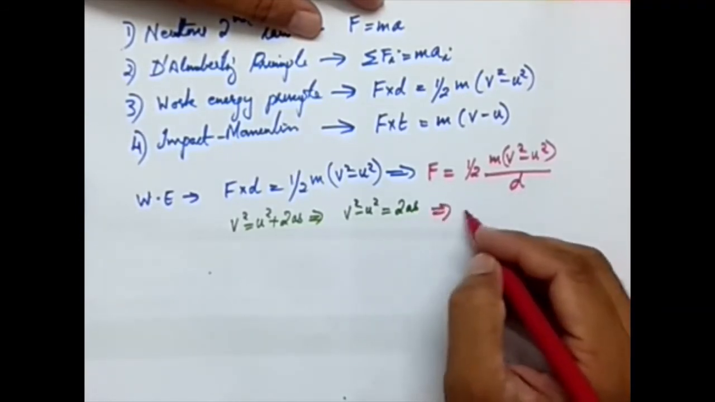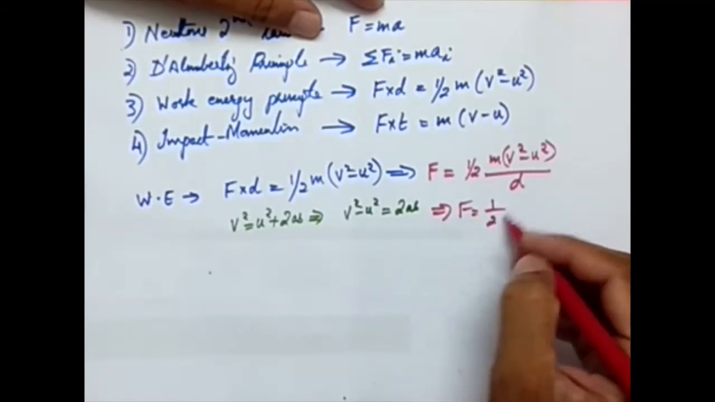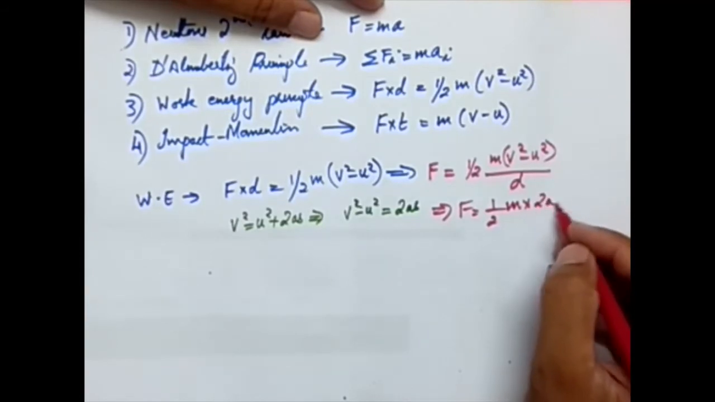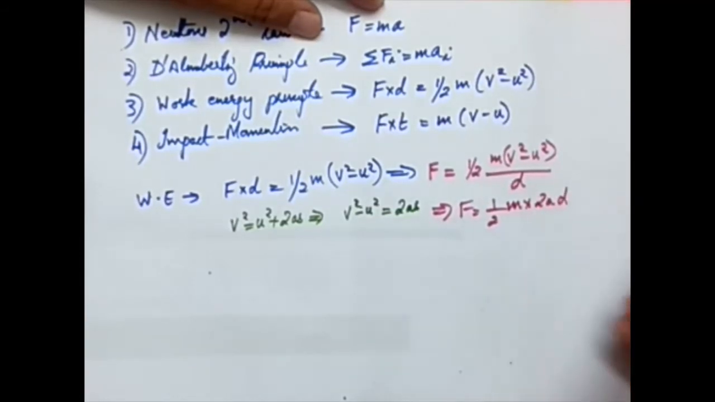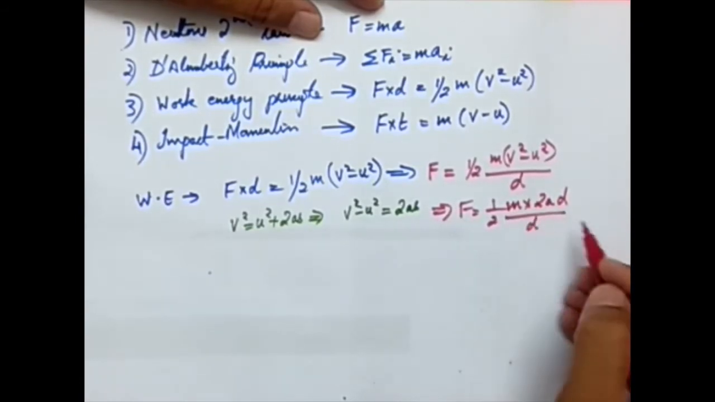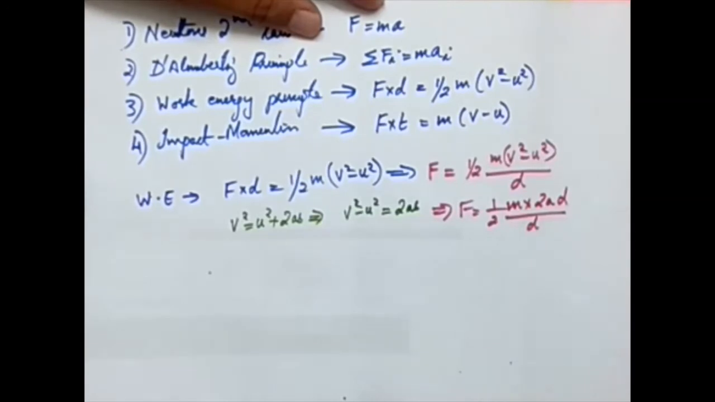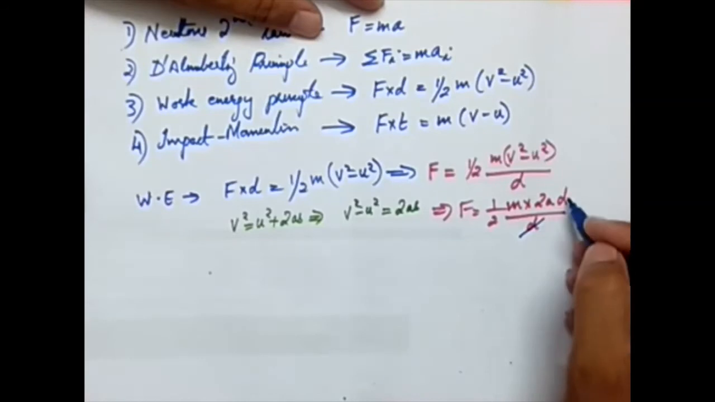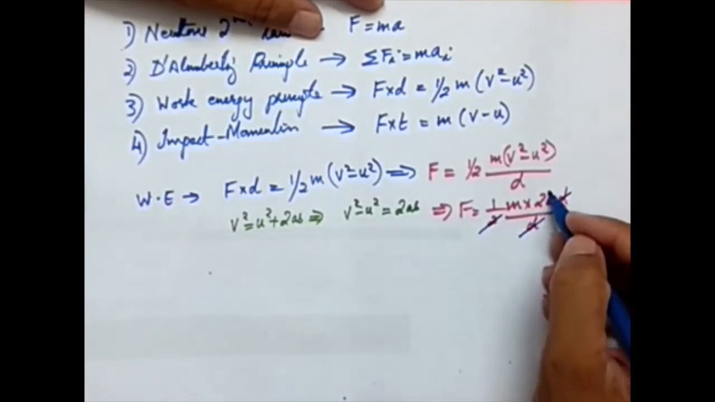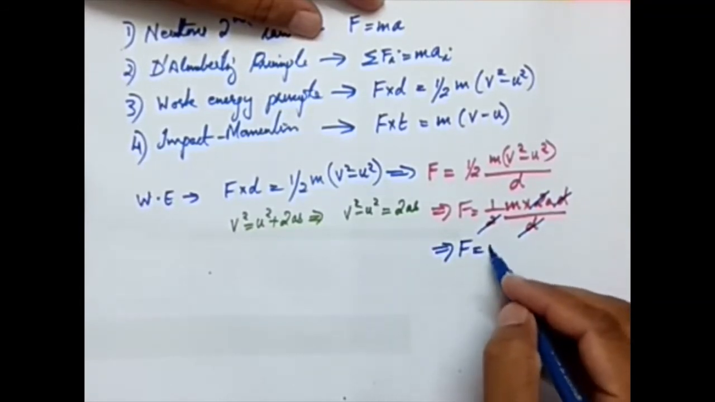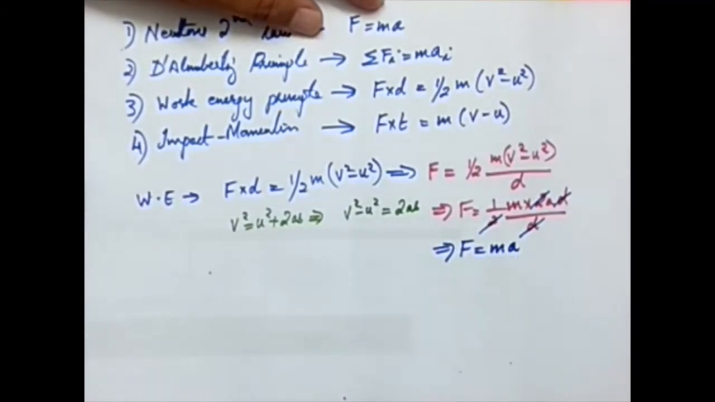So what I will be having is F equal to half into m into 2a d, where instead of s I am writing d because both are the same displacement, divided by d. When I reduce the right hand side, d gets cancelled, half gets cancelled, and what remains is again Newton's second law, that is F equal to ma.